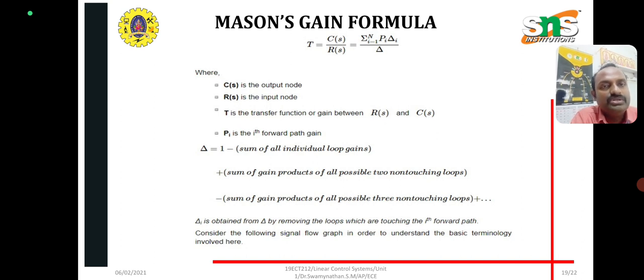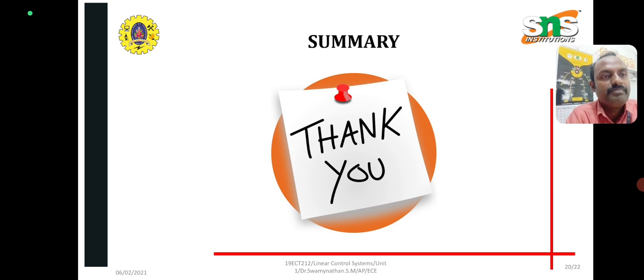Once again: C of S is the output node, R of S is the input node, T is the transfer function between R of S and C of S, and Pi is the i-th forward path gain. Del is equal to 1 minus the sum of individual loop gains, plus the sum of gain products of two non-touching loops, minus the sum of gain products of three non-touching loops. These are the Mason's gain formula terms used to find the transfer function in the signal flow graph. Thank you.